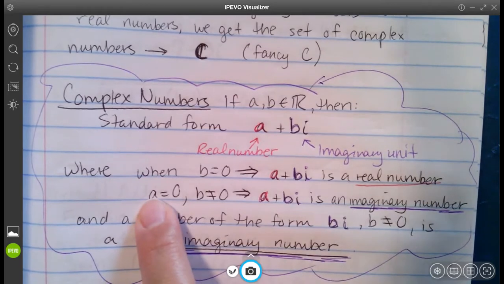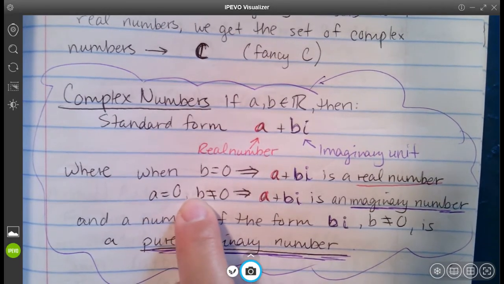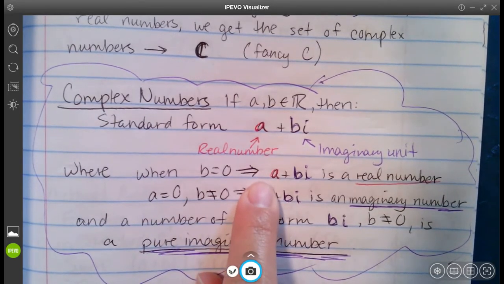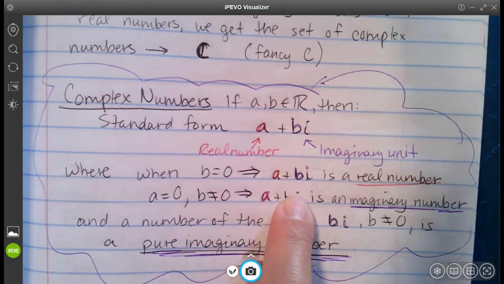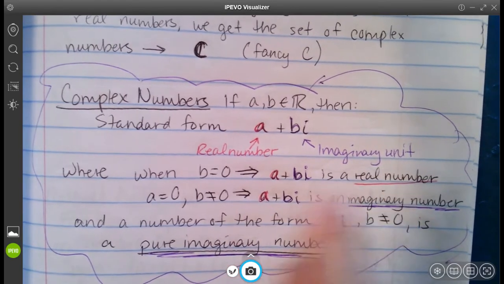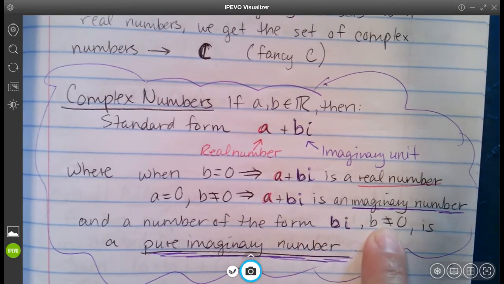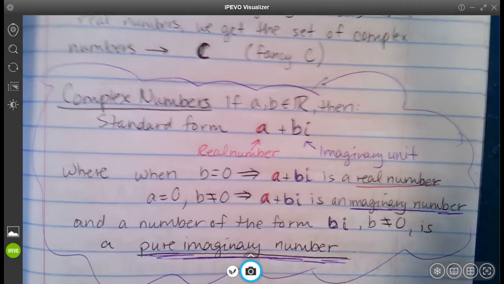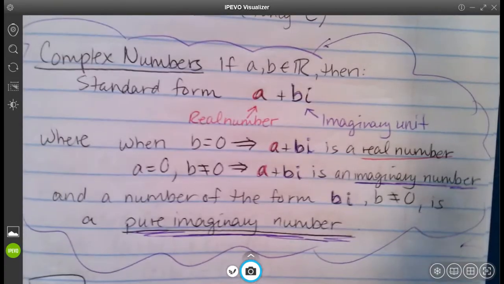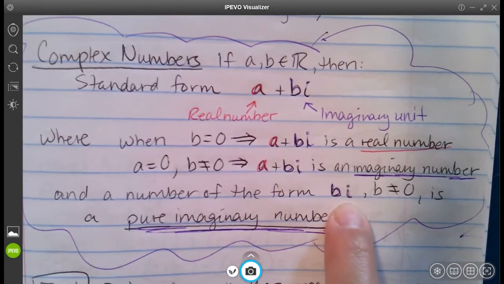And when a equals 0, but b does not equal 0, all we're left with is bi. This would be an imaginary number. And if we have anything of that form where it's just bi and b is not equal to 0, this is called a pure imaginary number because it only has the imaginary part.